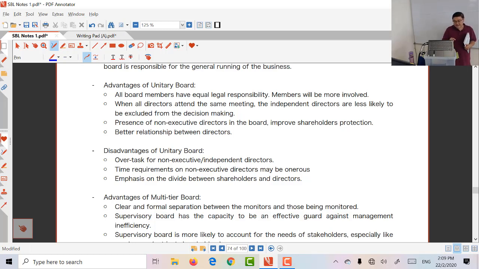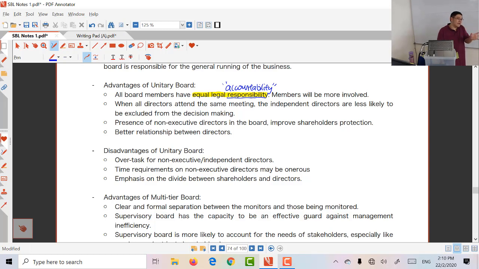It all depends. Okay, but the first thing it says here is, when you're in a unitary board, the members all have equal legal responsibility. Now, what is the meaning of this thing called equal legal responsibility? I would suggest we add another word here. For the word responsibility, I will probably substitute the word legal accountability. Okay, equal legal accountability. Now what I'm trying to say here is when you sit inside a unitary board, your status as a director is the same.